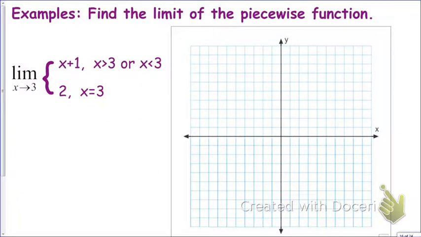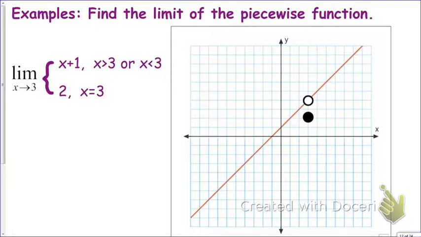Our second example that proves that you can't just find a limit by plugging an x value into your function is this piecewise function. Find the limit as x approaches 3 of the piecewise function x plus 1 everywhere except when x equals 3. Again, I'd like you to pause the video, graph this piecewise function, and we'll discuss what our limit is. Here's a look at what your piecewise function should look like.